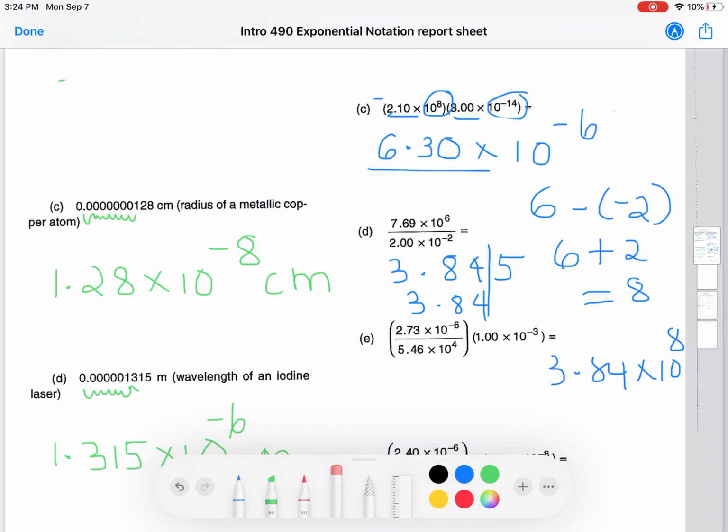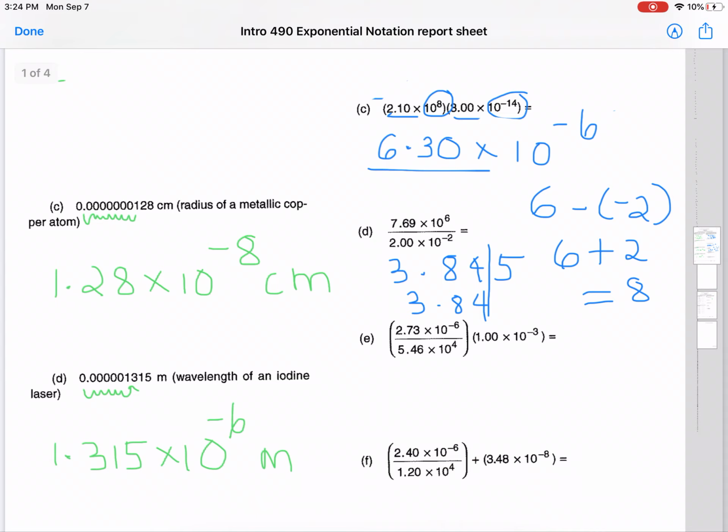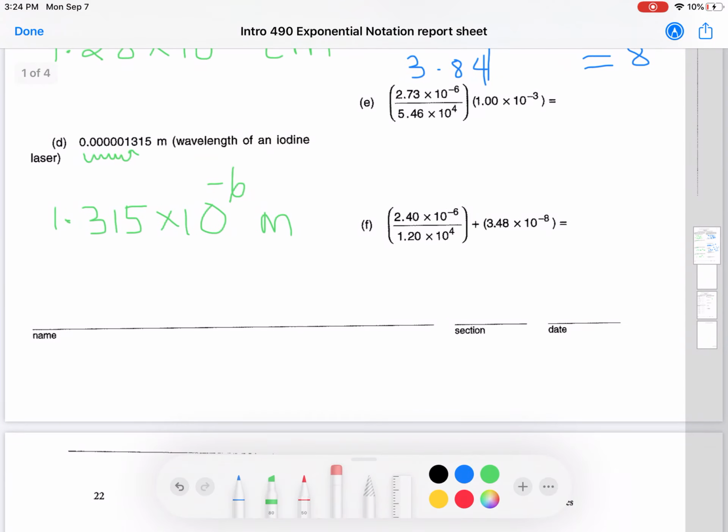And for the E, you have a division, 2.73, and a division and multiplication. All of these have three significant figures, so you're going to keep your answer in three significant figures. You can basically do your calculations. 2.73 divided by 5.46 gives 0.500, and you multiply it by 1, that's again going to be 0.500. If you first do the calculation using these numbers, 2.73 divided by 5.46 times 1, that will give you 0.5.